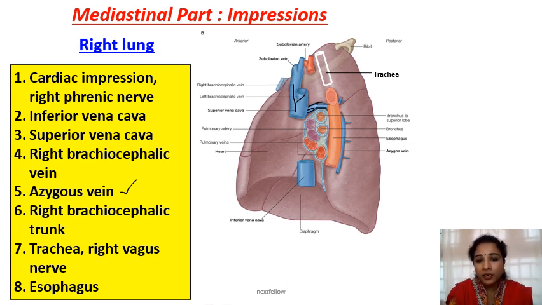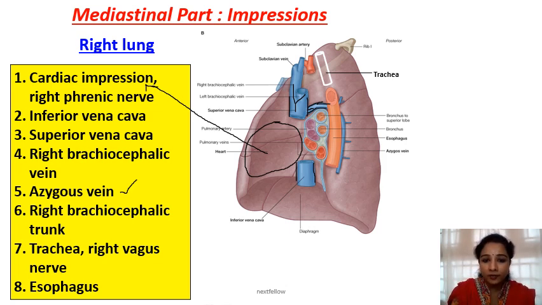And the structures related here: one is the azygous, which we know now, and we can see the impression for superior vena cava and impression of inferior vena cava below. And this area is the cardiac area, which is related to the heart, so it is called the cardiac impression. Along with the pericardium of the heart, we have the right phrenic nerve, because this is the right side, right lung, so the right phrenic nerve is related.